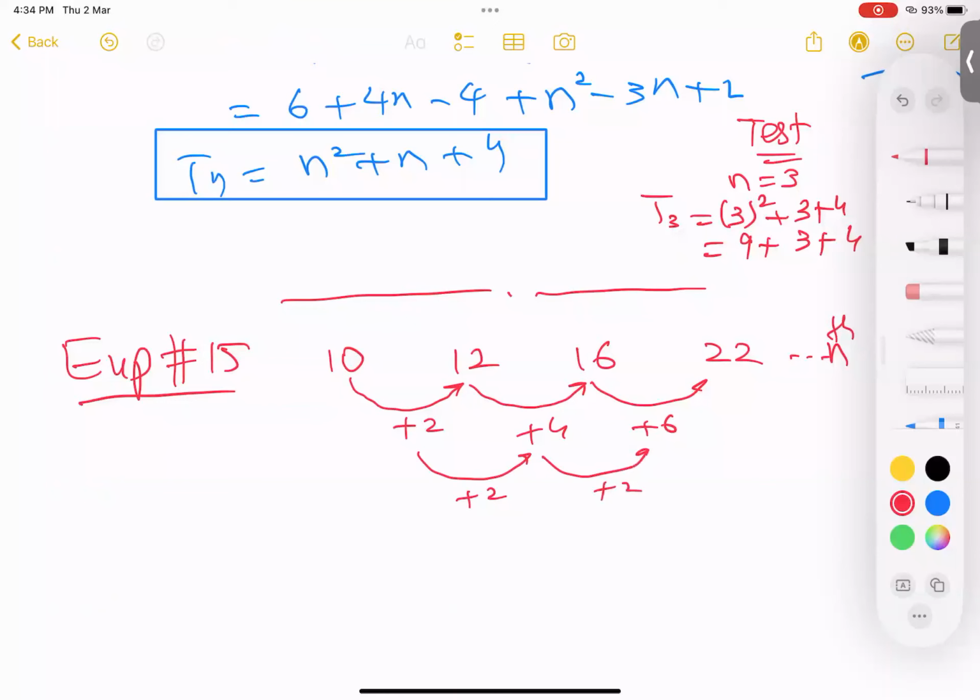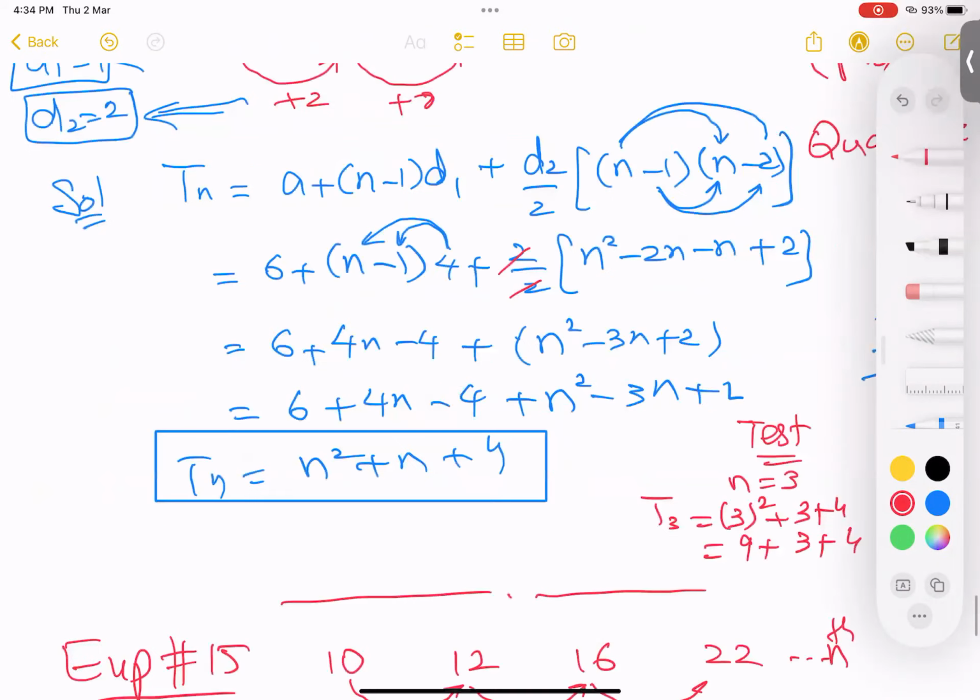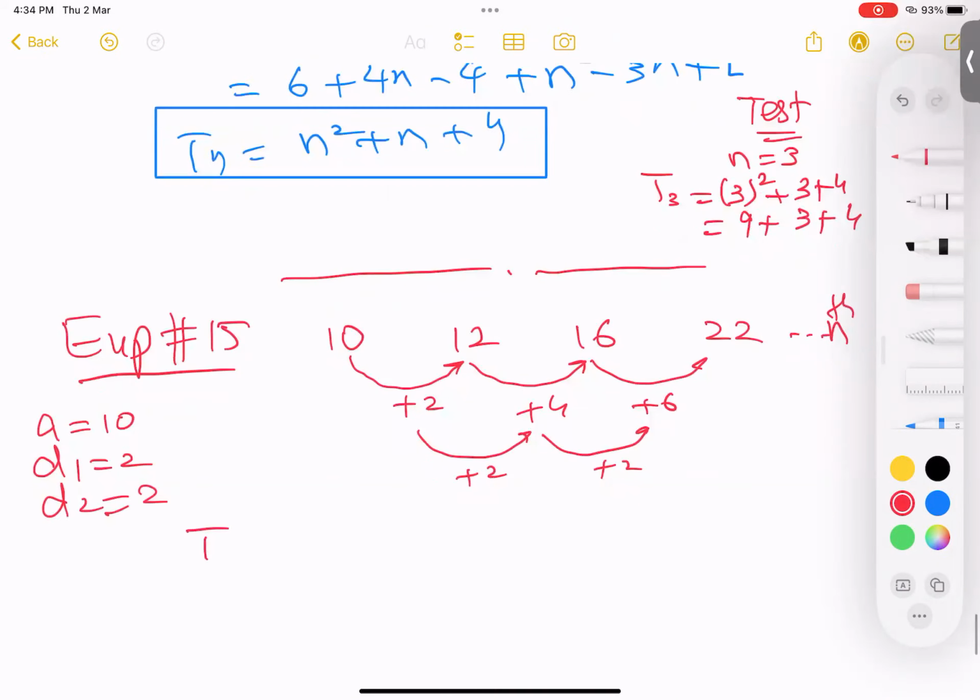So what is A in this question? 10. What is D1? This 2. This 2 is called D1. And what is D2, my student? This 2 is called D2. Luckily, they are the same, but not always the same. Now your job is here. I write the formula, and then you will try.